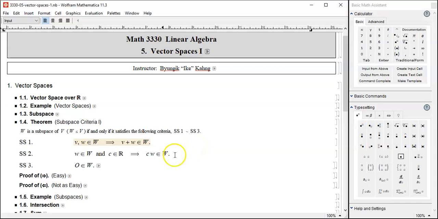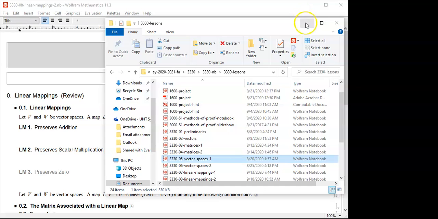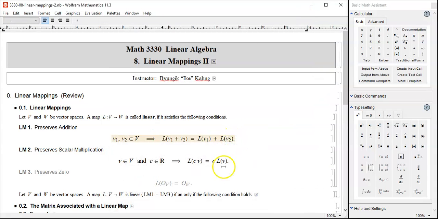Closed under addition, closed under scalar multiplication, and the zero vector, where the third condition was not really necessary because you can always plug in c equal to 0 to deduce the third condition. It is there mainly for convenience. Addition, scalar multiplication, and 0, and the third is not really necessary. Let's go back to the original notebook. Addition, scalar multiplication, zero vector, where the third is not really necessary.